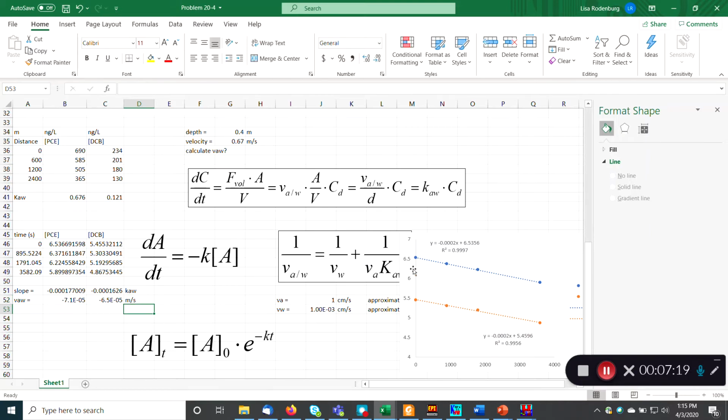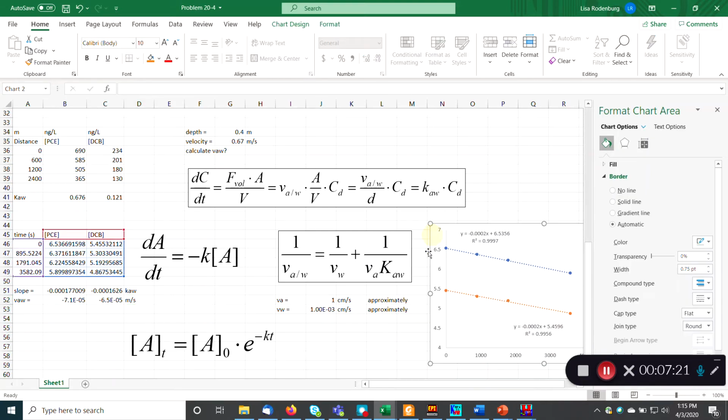Now, you may remember, maybe not, from the air-water exchange lecture that we had this equation: 1 over v_AW is equal to 1 over v_W plus 1 over v_A times the Henry's law constant. And we said that's one way of determining the overall exchange velocity by calculating the mass transfer coefficient in the water phase and in the air phase and using Henry's law to convert it into a mass transfer coefficient across the entire air-water exchange interface.